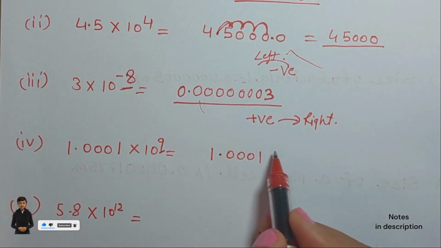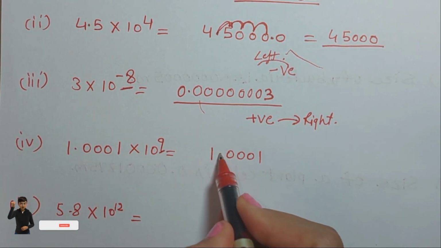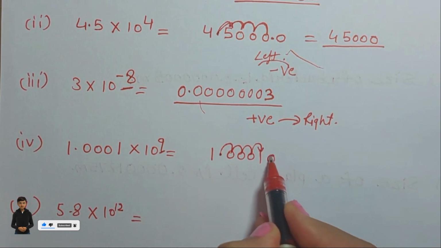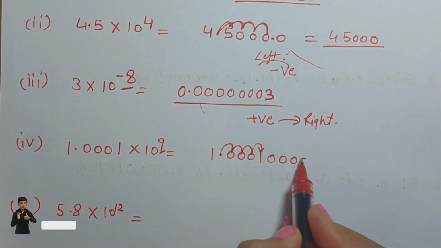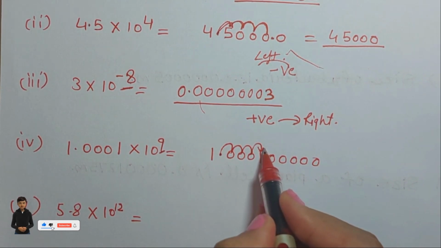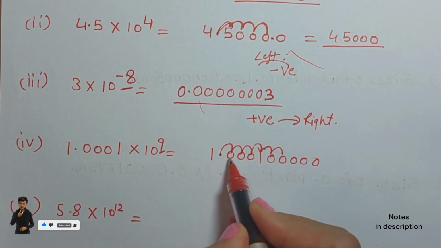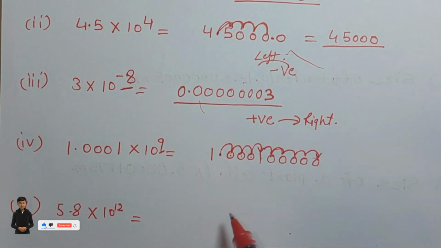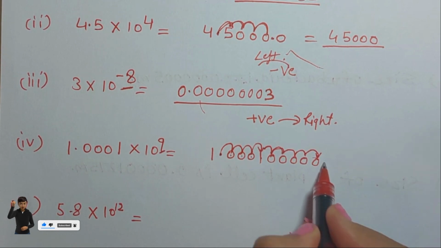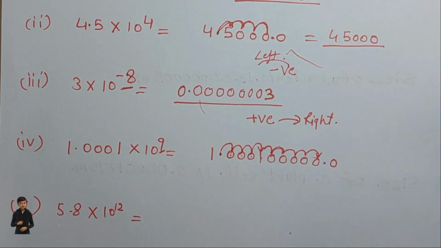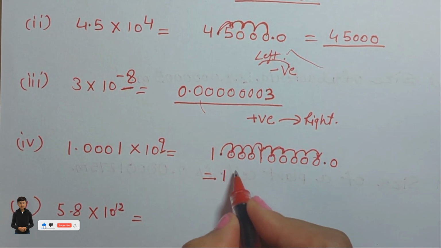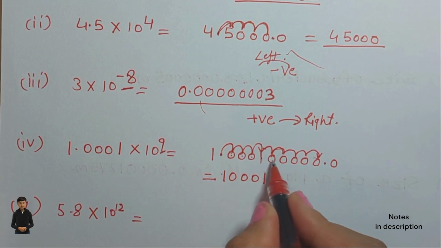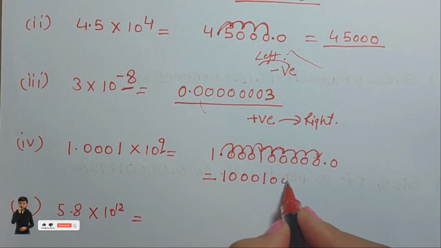We will shift in 9 steps. So we will count 9 steps. So our first step is this. 1, 2, 3, 4, 5, 6, 7, 8, 9. So then this decimal point will come here and one more 0 we can put. So what is our final answer? 1, then 0, 0, 0, 1. And how many more 0 came? 1, 2, 3, 4, 5 more 0.